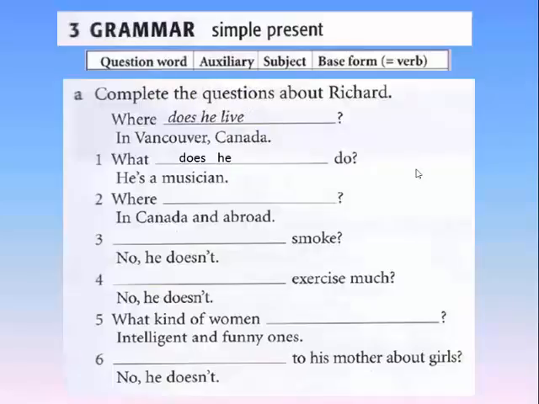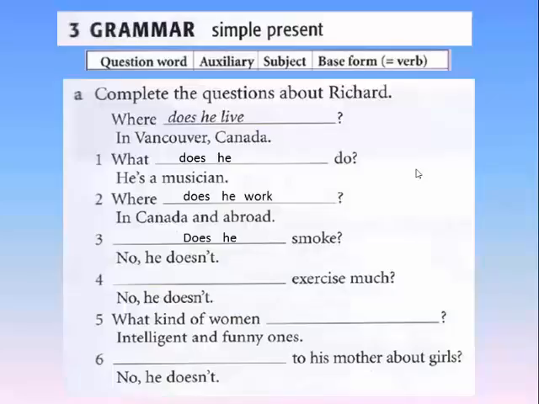Where? In Canada and abroad. We want to know about work. So the question is, where does he work? Smoke? No, he doesn't. We want to know about his habits and smoke. So the question is, does he smoke? No, he doesn't.